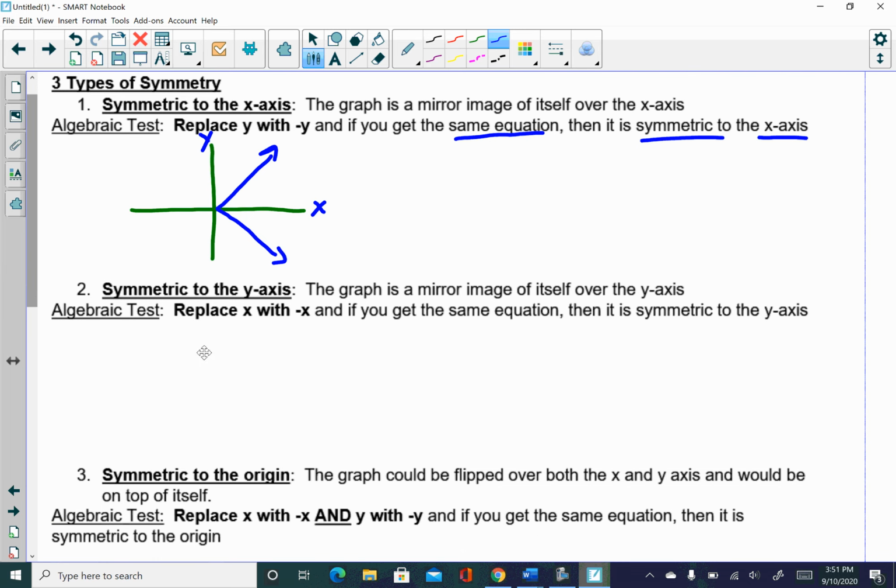Likewise for the y-axis, if you have a function that is symmetric to the y-axis, a good easy one to give you here would be a parabola. And so now with this parabola, I can definitely tell that I'm symmetric to the y-axis. If I were to flip it over the y-axis, it'd be directly on top of one another. The algebraic test for being symmetric to the y-axis, for your function, you replace x with negative x. And if you get the same equation, then it's symmetric to the y-axis.